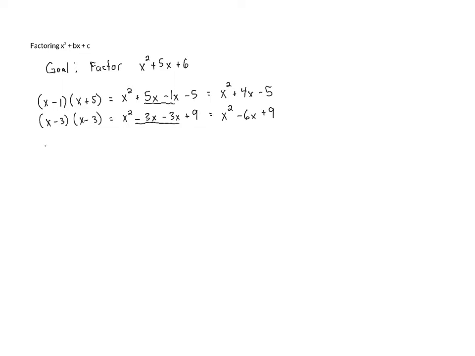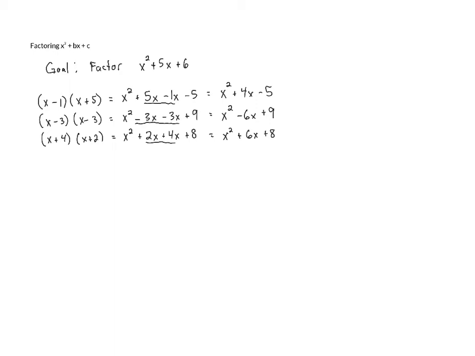All right, one more. Let's look at x plus 4 times x plus 2. Again, we have a binomial times a binomial, so we can use FOILing. When we FOIL, we end up with x squared plus 2x plus 4x plus 8. And when we combine like terms, this gives us x squared plus 6x plus 8.